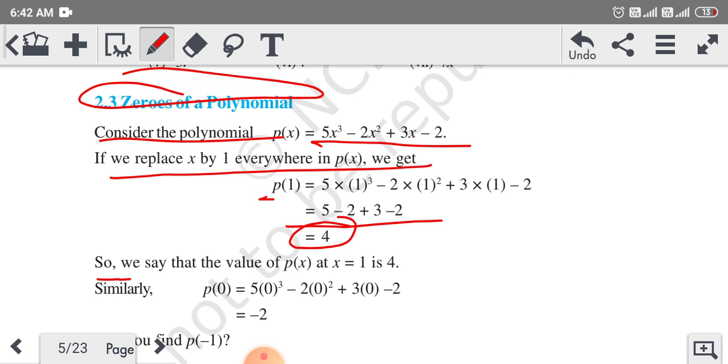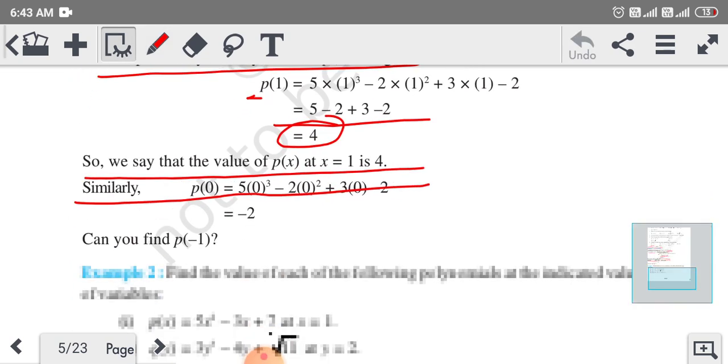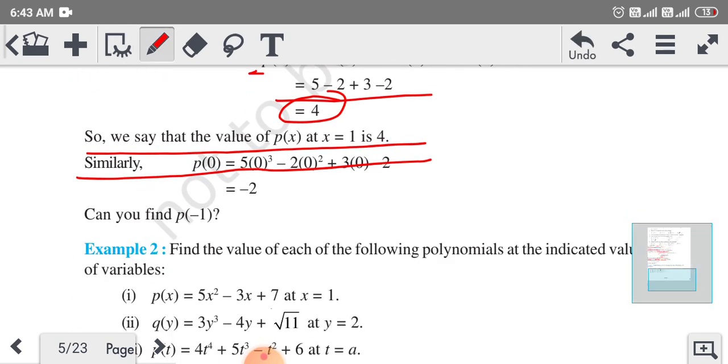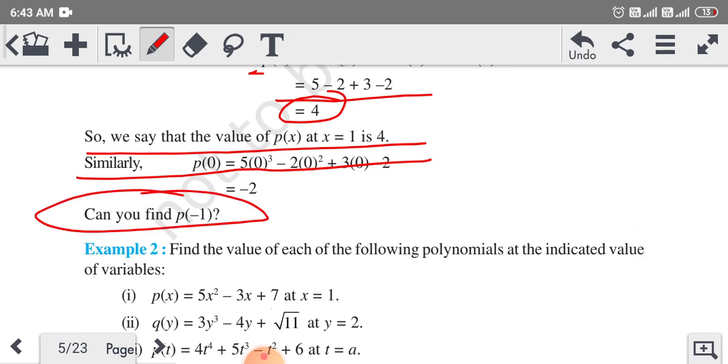So we say that the value of p(x) at x is equal to 1 is 4. Similarly, p(0) is equal to 5 into 0 cubed minus 2 into 0 squared plus 3 into 0 minus 2, which is equal to minus 2. Can you find the value of p(-1)?